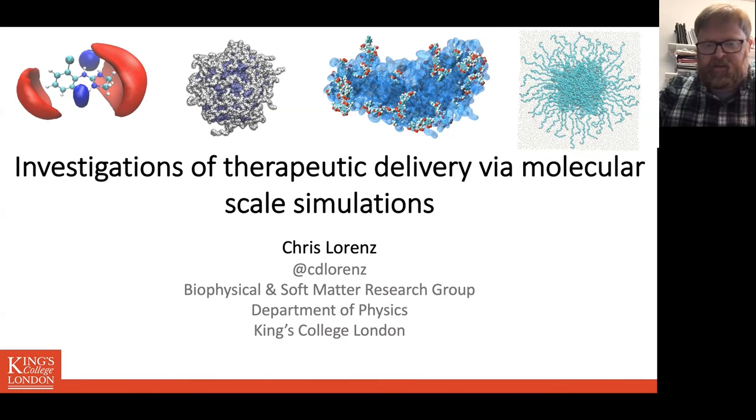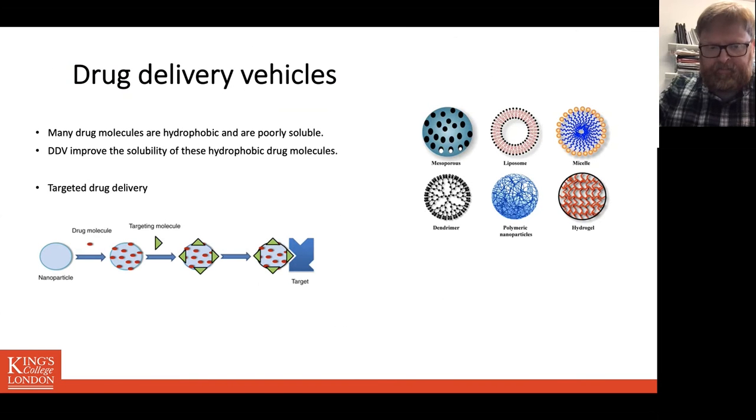So today I'm just going to talk about some of the latest work going on in my group. One area of interest in our group is modeling drug delivery vehicles and their interactions with the biological environments. The need for drug delivery vehicles comes from the fact that a lot of the drug molecules used today are poorly soluble in water and hydrophobic, so we need something to solubilize them in order for them to be delivered within our bodies. These nanoparticles or drug delivery vehicles also allow for targeting in certain instances.